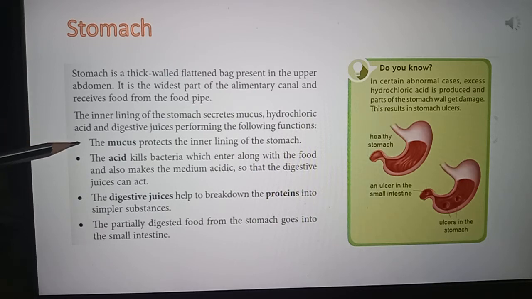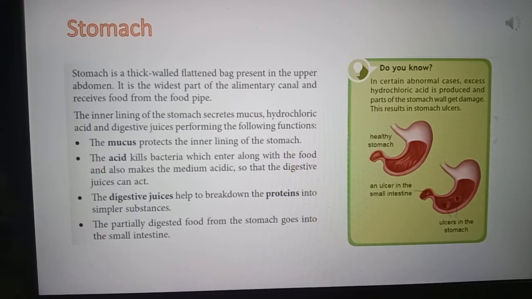The first one, the mucus. What is the function of mucus? What does it do? The mucus protects the inner lining of the stomach. Okay? What does the mucus do? It protects the inner lining of the stomach. Second one, the hydrochloric acid.